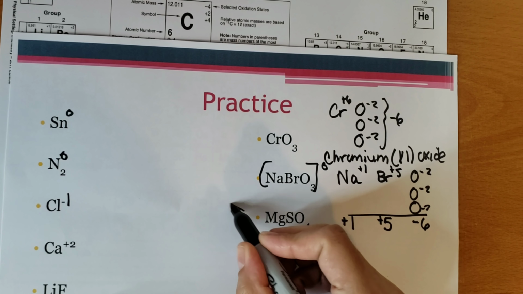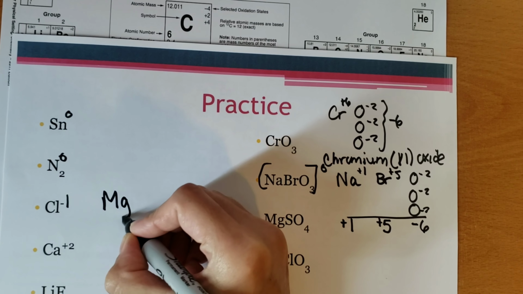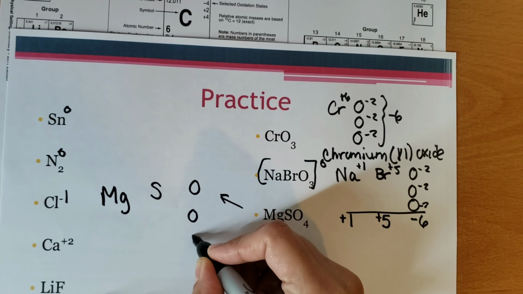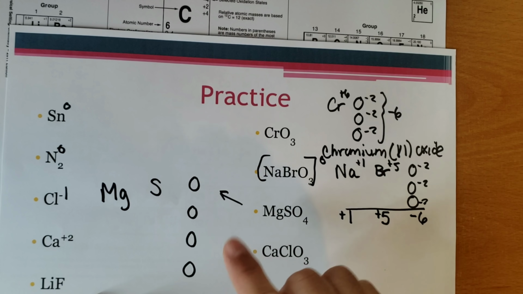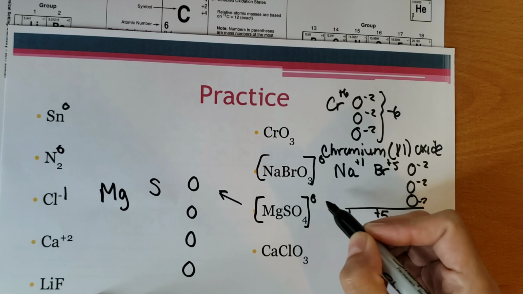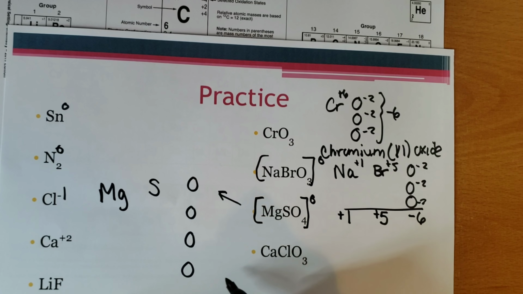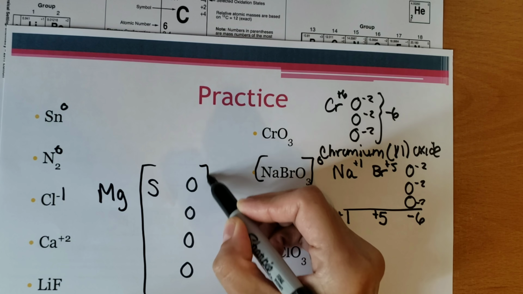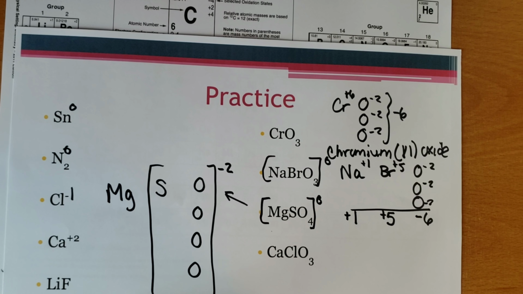Let's look at magnesium sulfate. Here, magnesium is with the polyatomic ion sulfate. We could do something similar to here because we know that the total charge of this here is 0. But on reference table E, they also tell me that the total charge of sulfate is -2. So I can use this as a shortcut.